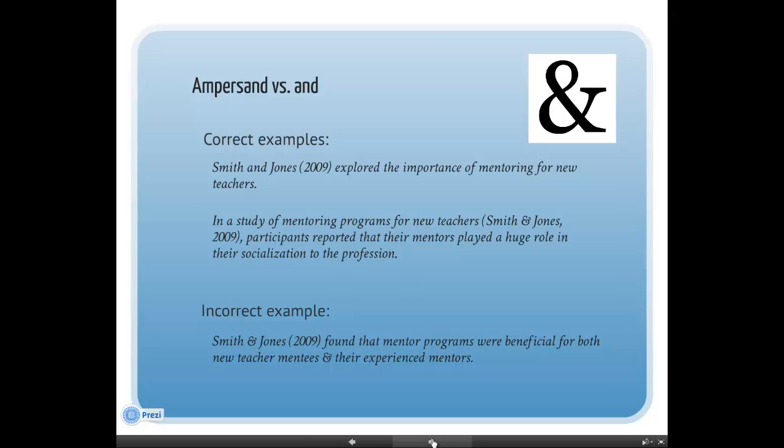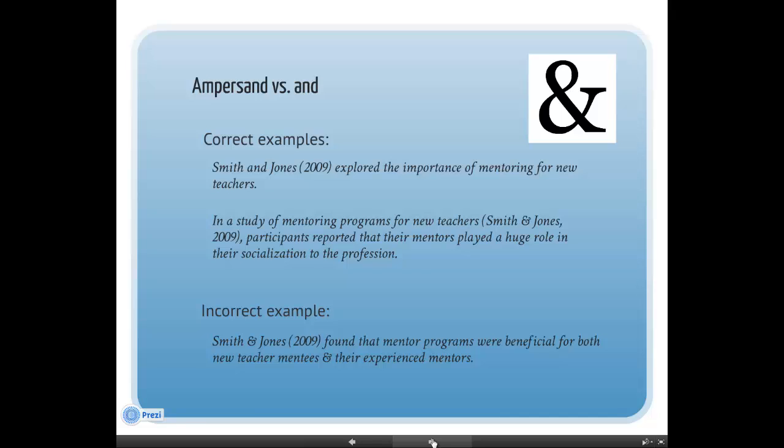The ampersand. This "and" sign should only be used in parenthetical citations, not as a substitute for the word "and" in the sentence itself. Correct examples. Smith and Jones explored the importance of mentoring for new teachers. In a study of mentoring programs for new teachers (Smith & Jones, 2009), participants reported that their mentors played a huge role in their socialization to the profession.